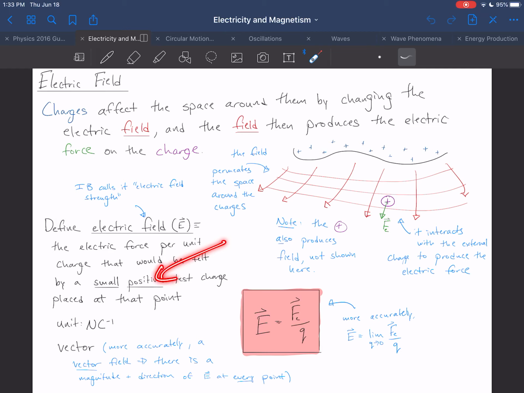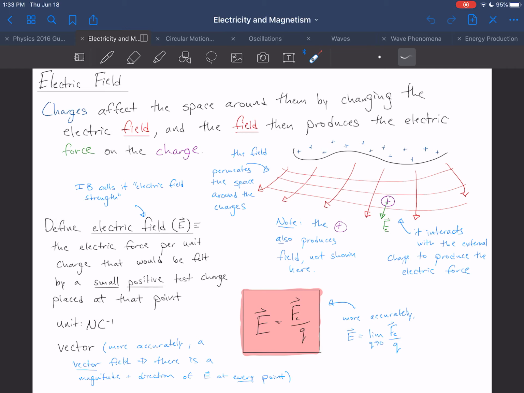Now, why positive? Well, the truthful answer is that's simply by convention. You could have an electric field that was the force per unit charge felt by a small negative test charge placed at that point. That would be a completely consistent definition. But we use positive by convention, for the same reason that in a given country, everyone is going to want to drive on the same side of the road, even if that side is different in different countries. So this is a conventional thing.